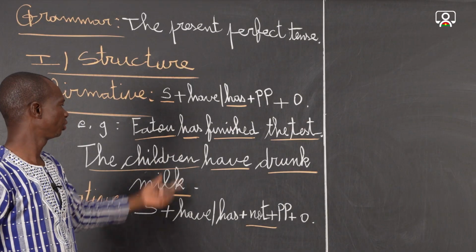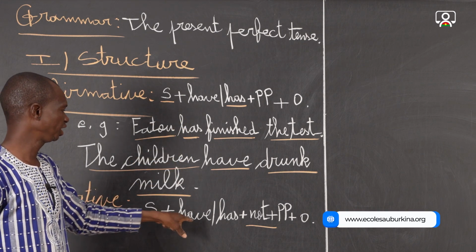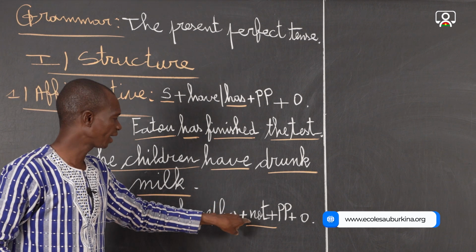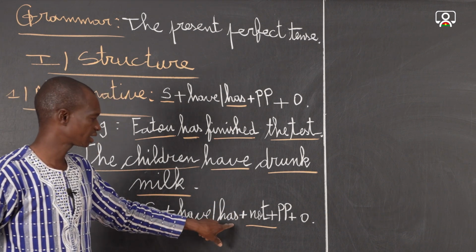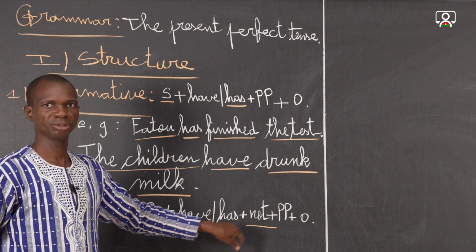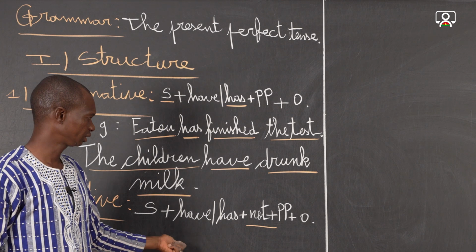Okay, I think we can remark that it is the same thing, but here we add not just after have or has. Then not, because it is the mark of negation. Okay, it's what we can say.